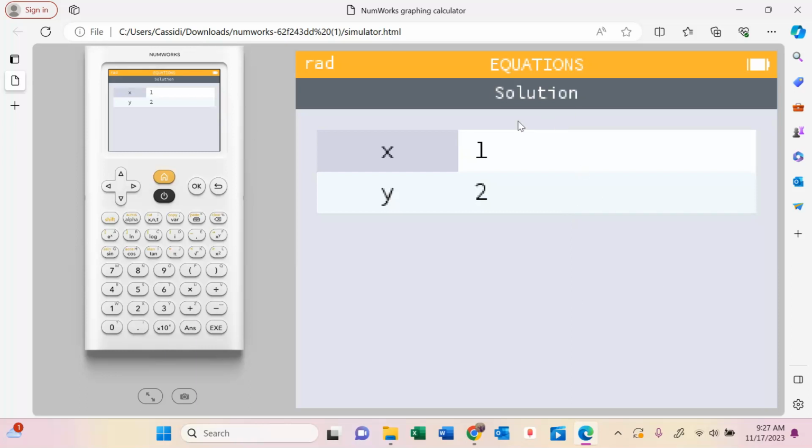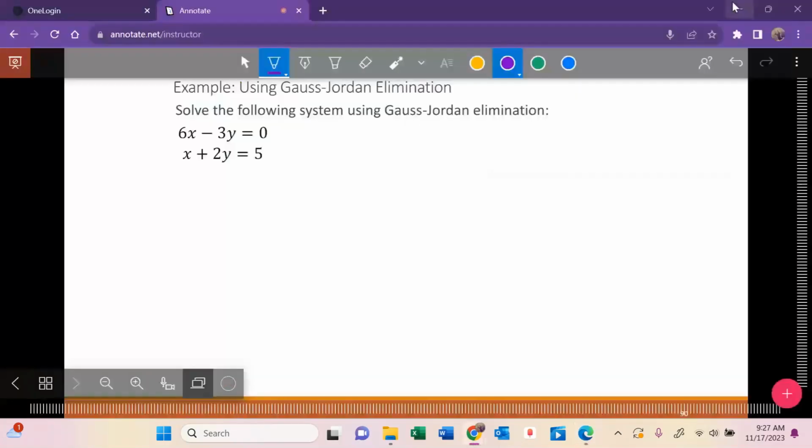So that's a really nice function of this calculator, and one of the reasons why I am preferring this calculator lately over the TI-84 model. So if you did this one by hand, you could have done it several different ways, but regardless, you should have gotten that x is equal to 1 and y equal to 2, or the point (1, 2) as your solution. And that is the end of Math 1314.